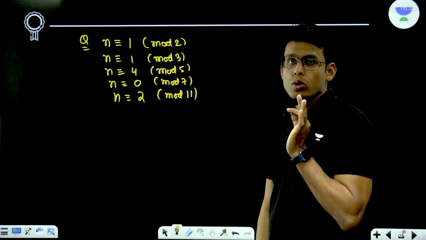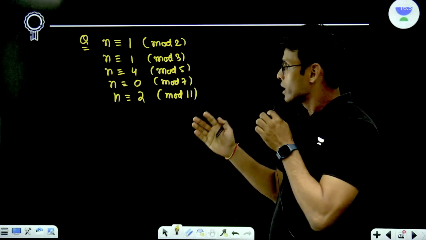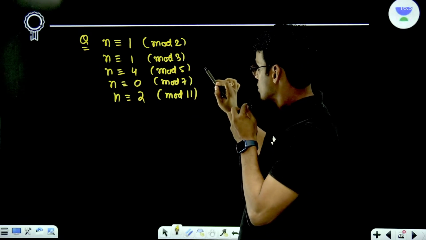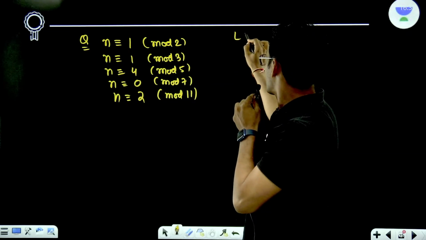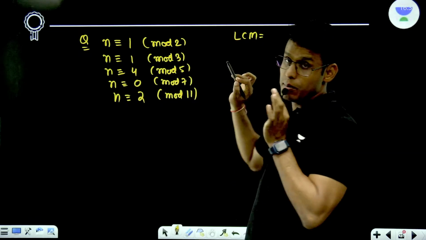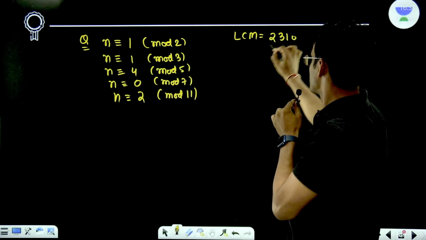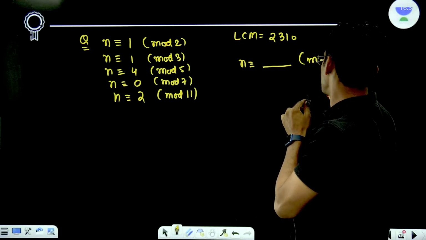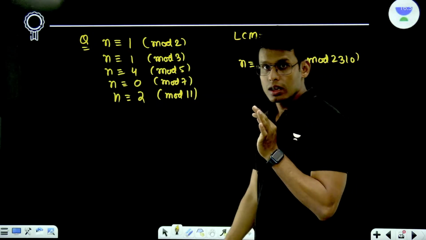Mohit, there is no such rule that we can combine all the divisors. It is your choice how to combine. For example, if I were to do it, first of all I would calculate the LCM. The LCM is coming out to be 2310. So, obviously, my N is congruent to something mod 2310, and I have to evaluate this something, right?